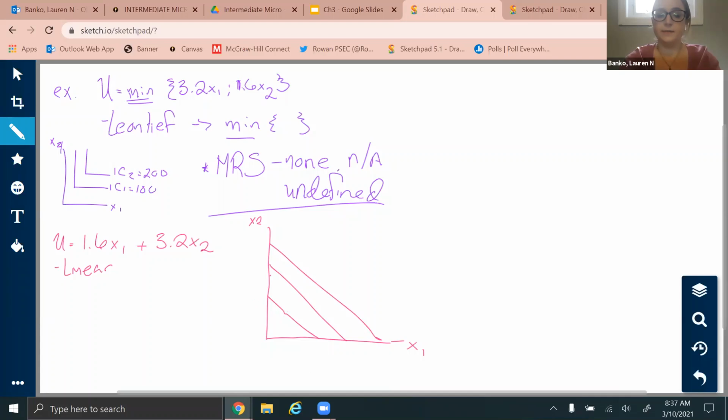Again, they represent different levels of utility. So this is IC1, and it might give 50 units of utility. The second might be 75, because as we go up, remember, utility always increases. They represent all of these points on the line giving so much utility to this person. So every point here yields utility equal to 50, and up here, every point is 75. So, perfect substitutes. Can anybody think of an example of perfect substitutes?